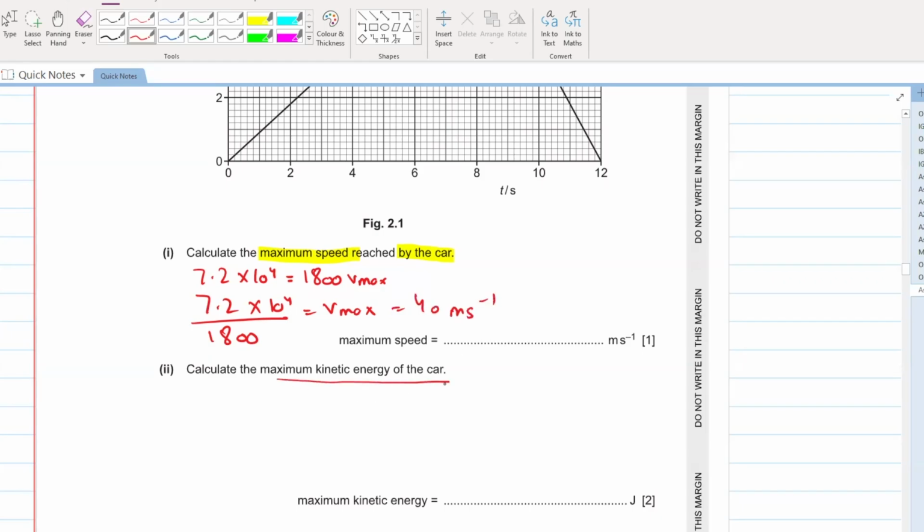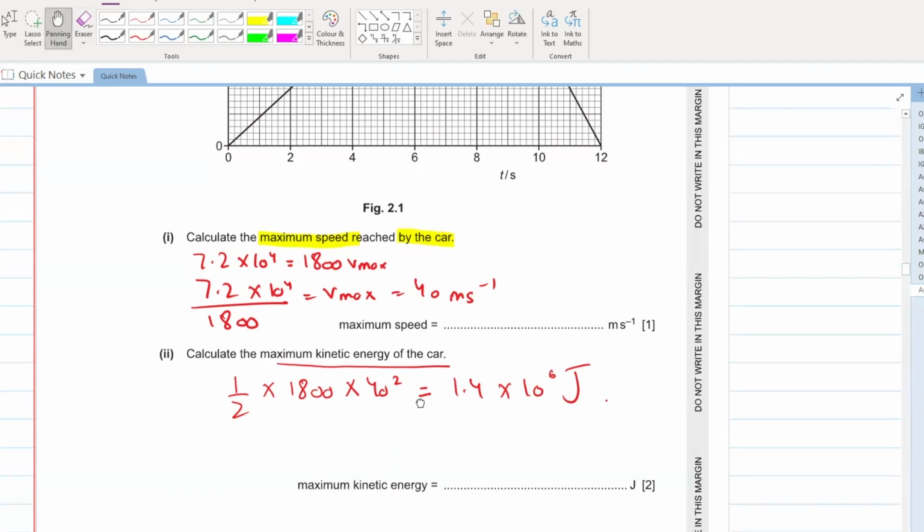Now you have to calculate the maximum kinetic energy. Again, maximum kinetic energy will occur at the maximum speed: 1 over 2 into the mass, that is 1800, into velocity squared, that is 40 squared. Can anyone calculate this answer? 1.4 into 10 raised to the power of 6 joules. Simple as that. Let's further move ahead.